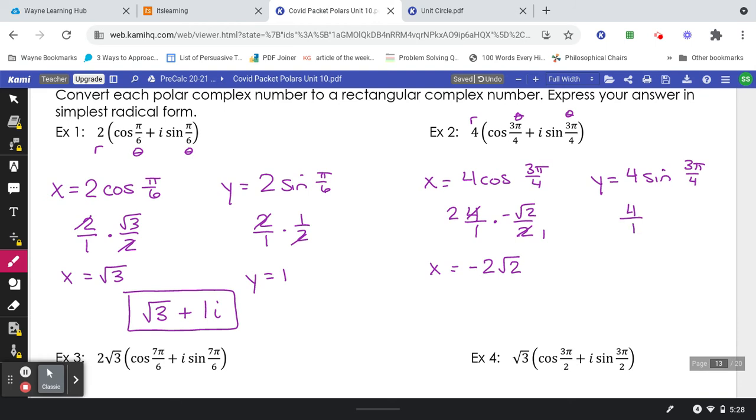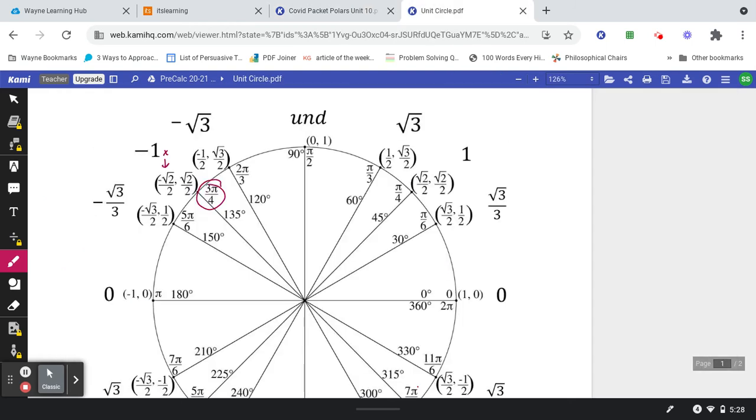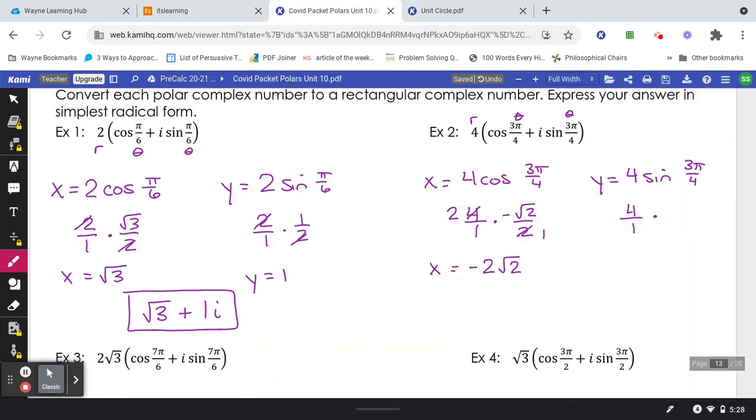And same thing for the y. On our y, it's going to be positive square root of 2 over 2, which is nice. It means the answer is going to be the same. It's just going to be the opposite sign. So I'm just going to shortcut a little and say, you know what? I think that's going to be a positive 2 radical 2.